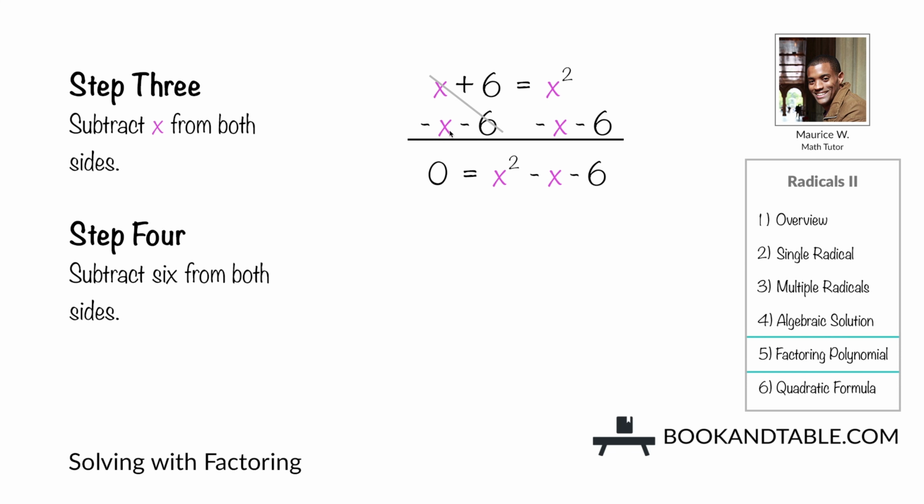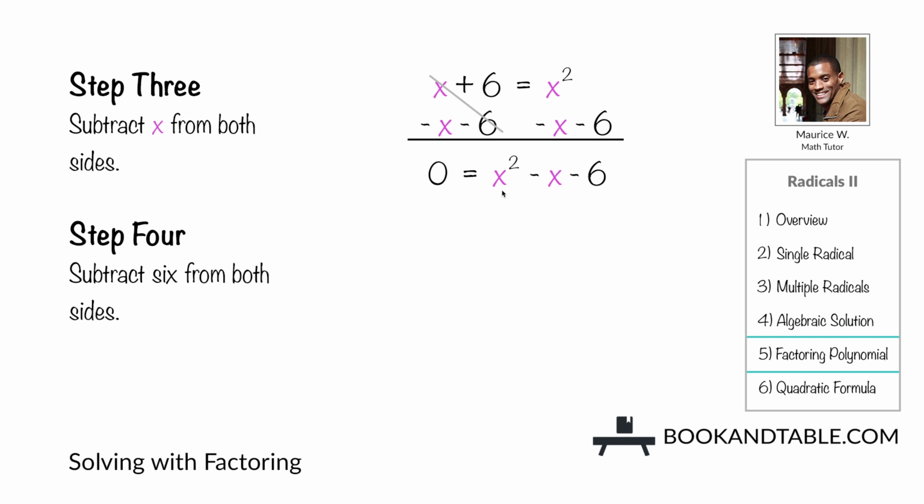x minus x is 0. 6 minus 6 is 0, leaving you with 0 on the left side. And now on the right side, we have x squared minus x minus 6. So we have our polynomial, and we have 0 on one side, which we need. If you had a constant, you want to move that over as well. So we have 0 is equal to x squared minus x minus 6.